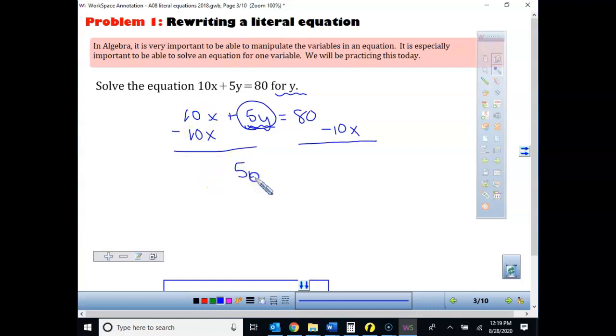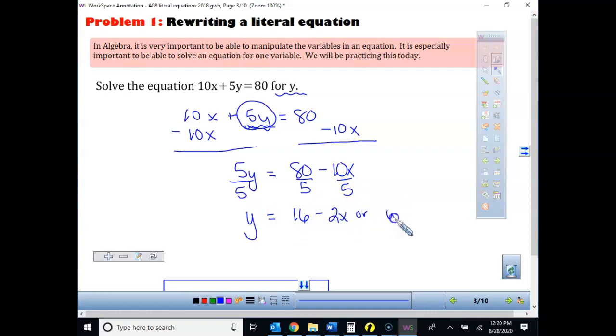We are left with 5y is equal to 80 minus 10x. Now, does it matter if I put negative 10x plus 80 or keep it this way? It doesn't matter. I then want to divide. I like to show it as dividing each term individually by that coefficient of y, which is 5. This leaves me with 1y, which is what I was trying to get. 80 divided by 5 is going to leave me with 16. So I get 16 minus 10 divided by 5 leaves me with 2x.